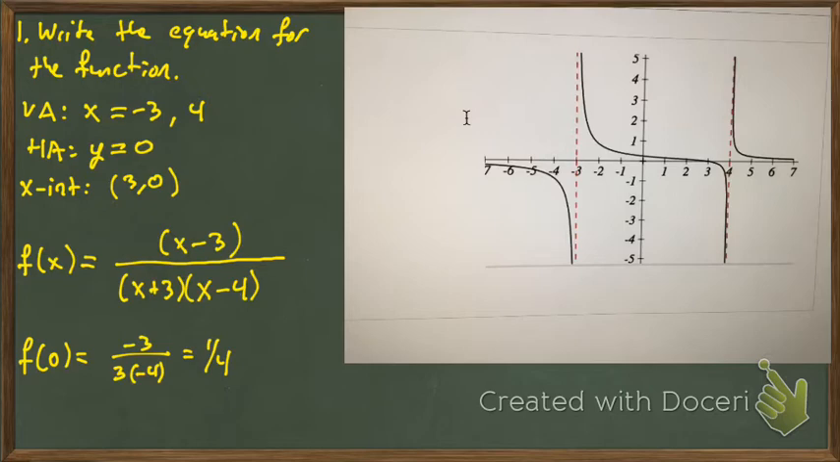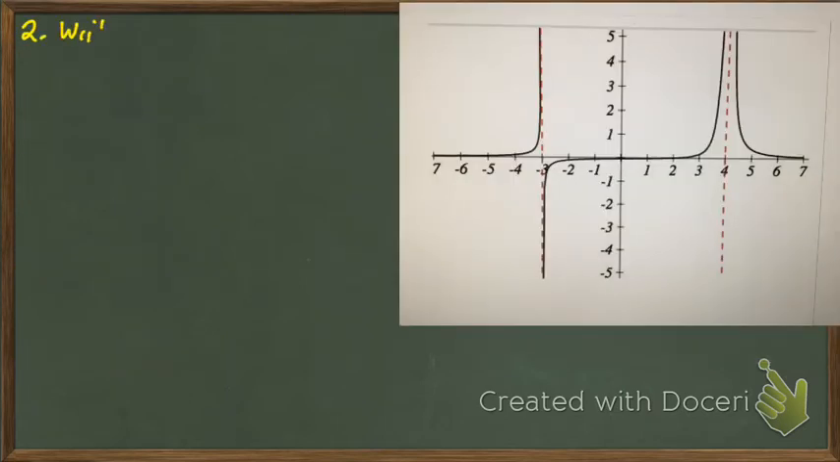Okay, so we're going to look at another. I think we've got two or three more. So let's take a look at another one. We're going to do the same thing: write the equation of the rational function. We'll first find our asymptotes, and then our x-intercepts.